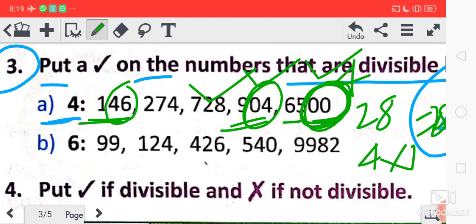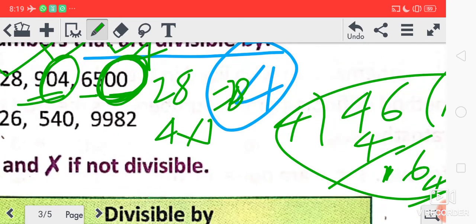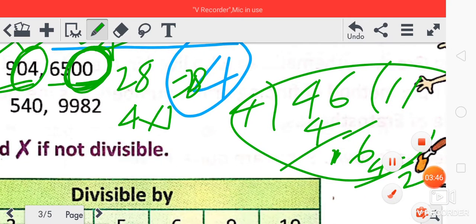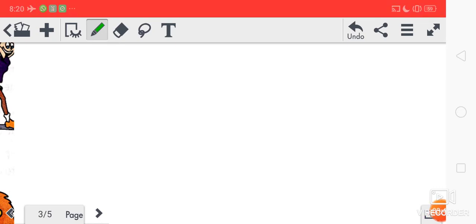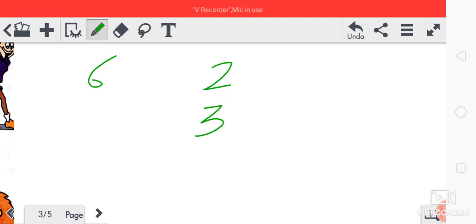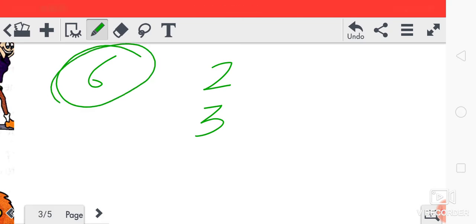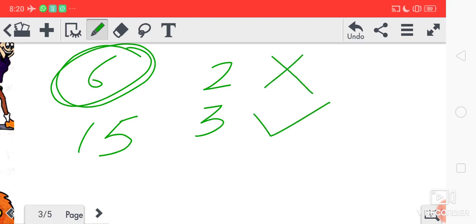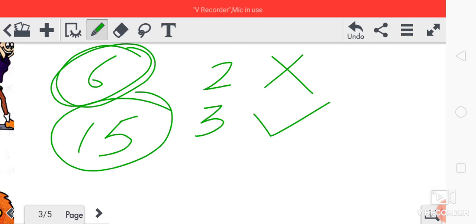Okay. Now divisibility rule for 6. We have to see whether the number 99 is divisible by 6 or not. So what is the rule for 6? If the number is divisible by both 2 as well as 3, then the number will be divisible by 6. Okay. Suppose 15 is divisible by 3 but not divisible by 2. So 15 is not divisible by 6 also.